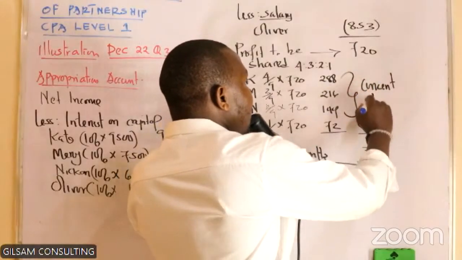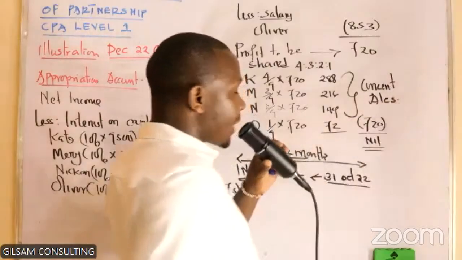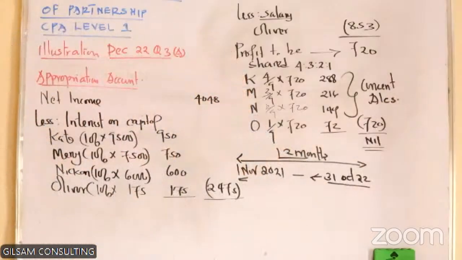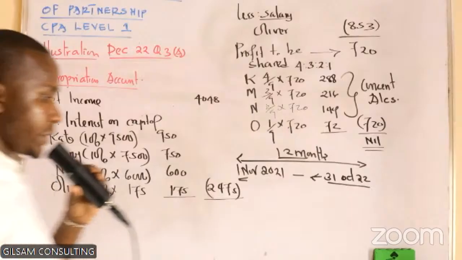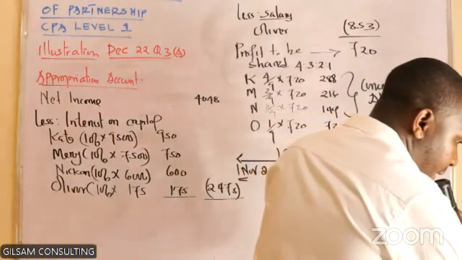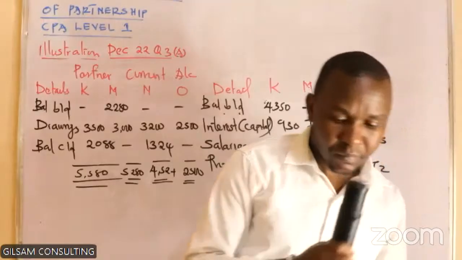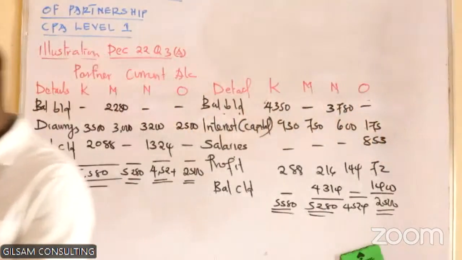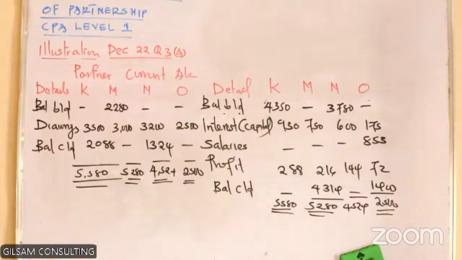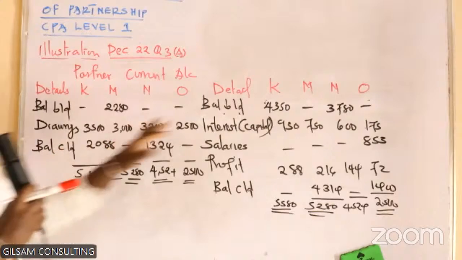This value is the one which you will take to the current account, on the credit side. So let's open the partners' current account. There is a balance brought forward.